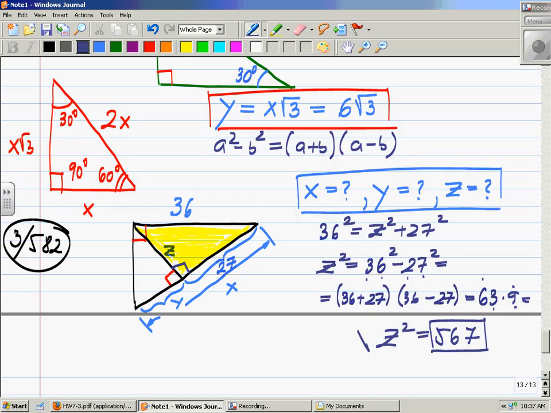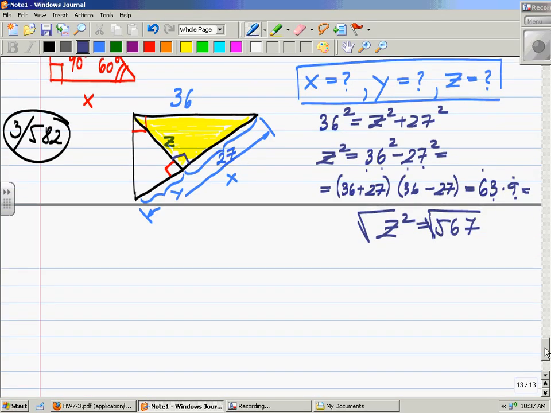Now to find z, you will take the square root of that. So I have the square root of 567. Without using a calculator, you should be able to look for ways to simplify this. Looking at my digits here, if you add them up and they are divisible by 3 or by 9, your whole number is divisible by 3 or by 9. Let's check that. 5 plus 6 is 11, plus 7 is 18. It means that this number is going to be divisible by 9.